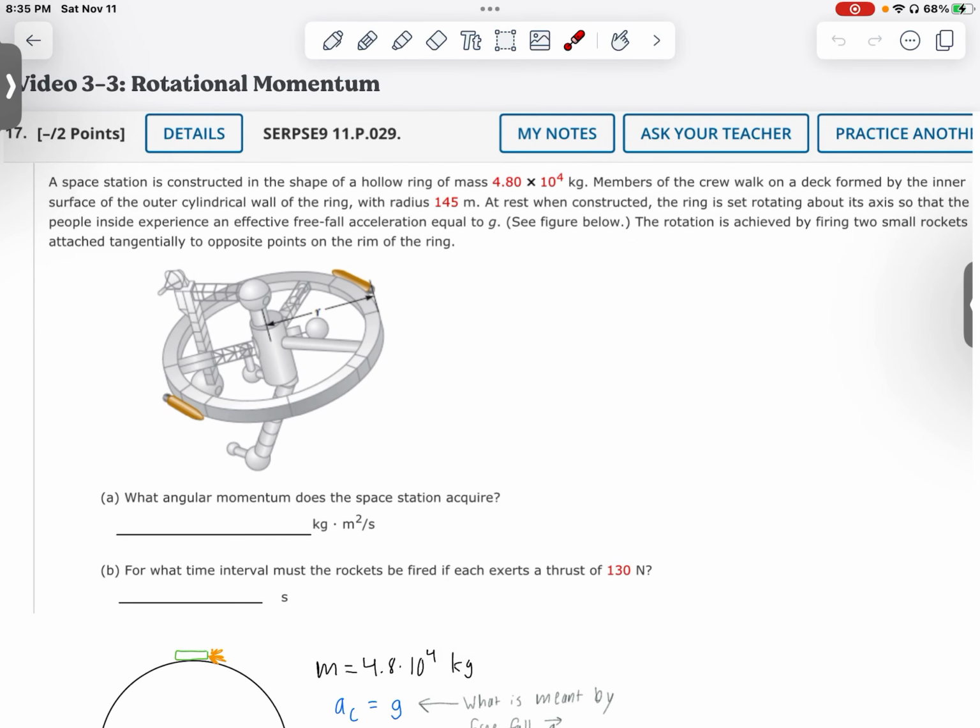This is a video of 3-3 on rotational momentum. We're doing problem number 17.